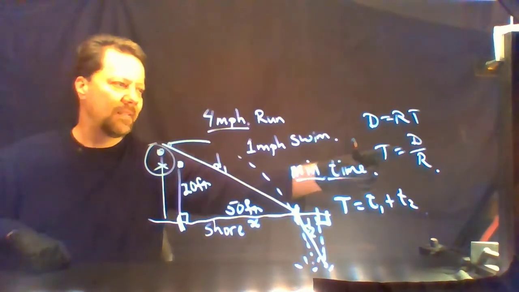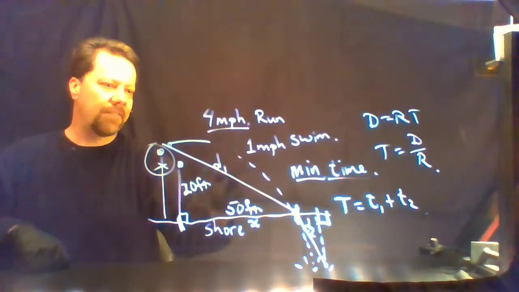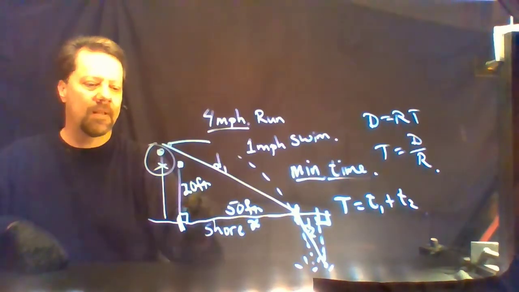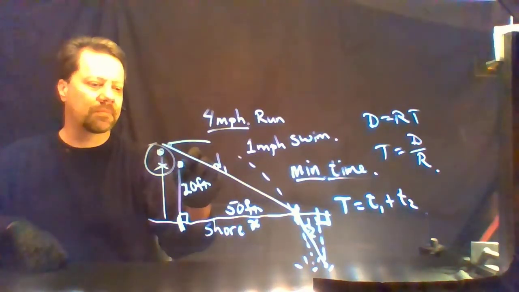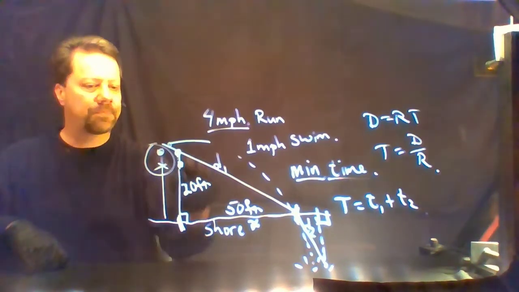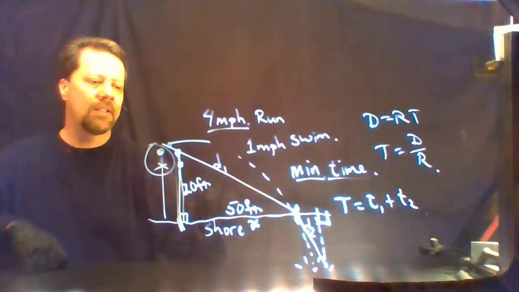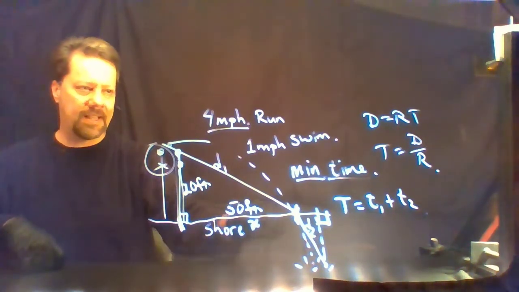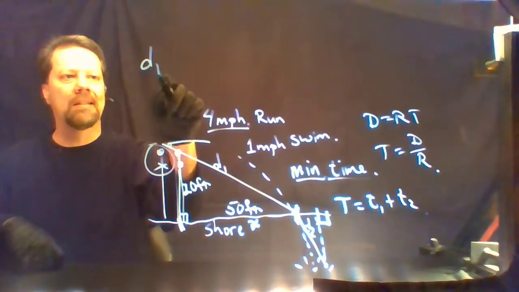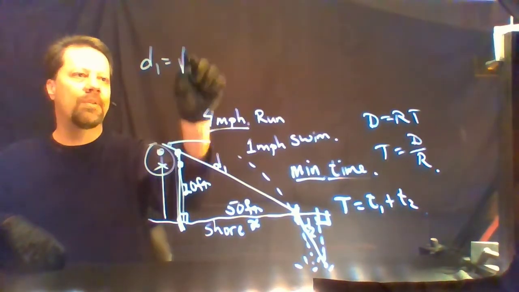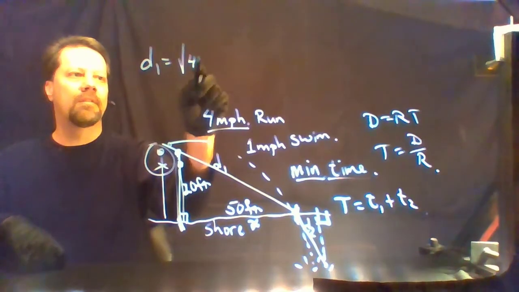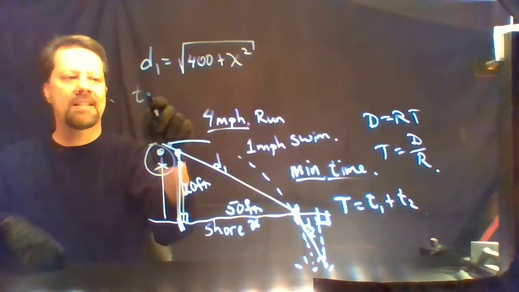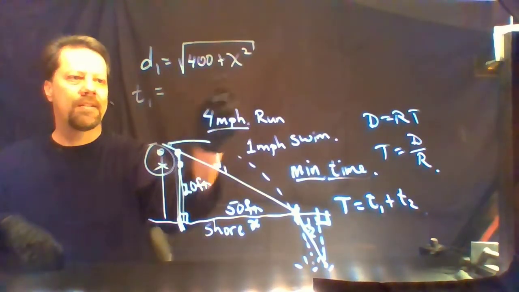Time 1 is going to be this distance divided by 4. That distance will depend upon the value of x. Here we have a right triangle. We'll put the dog here. Have a right triangle, and d1 is the length of the hypotenuse. This side is 20, this side is x. So d1 is going to be the square root of 20 squared plus x squared, which means t1 is going to be this divided by 4.